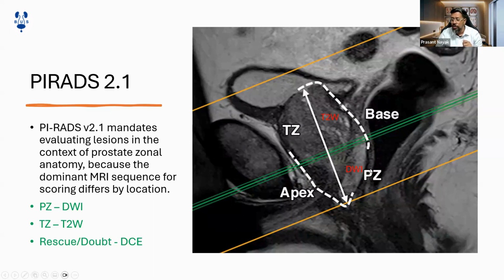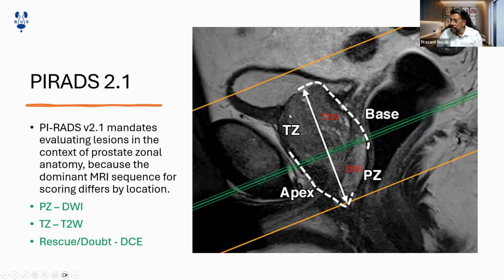So for the peripheral zone, the sequence that is most relevant is a DWI, or a combination of diffusion weighted imaging and an ADC. This is apparent diffusion coefficient. I will be explaining all that. The whole idea is to explain all these terms so that you know what is DWI, what does it do, and what abnormality do we see. But what I need you to gather from this slide is that for a peripheral zone lesion, when you're doing a PI-RADS classification as 1, 2, 3, 4, 5, that is done based on a DWI ADC combination. All right, diffusion weighted imaging ADC.